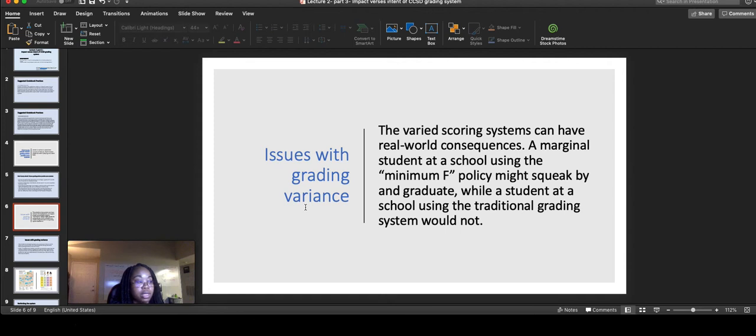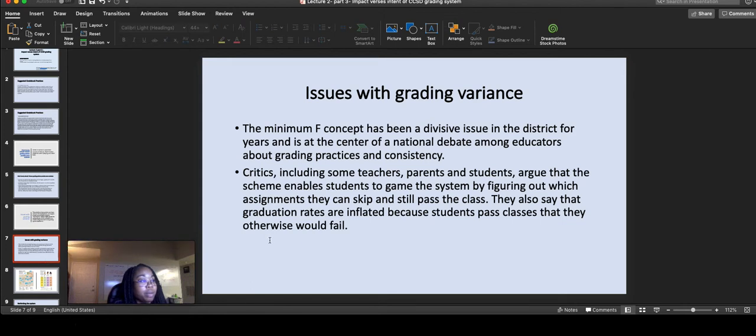Real-world consequences meaning that a marginal student at a school using the minimum F policy might squeak by and graduate, while a student at a school using the traditional grading system would not. Why does this matter? Because they won't be proficient if they're squeaking by based on the minimum F policy, which is problematic because it doesn't even give you an opportunity to do balanced grading and really assess what the student knows. So you really have to work diligently to ensure that you have a plethora of summative and formative assessments that really show what the student is learning.